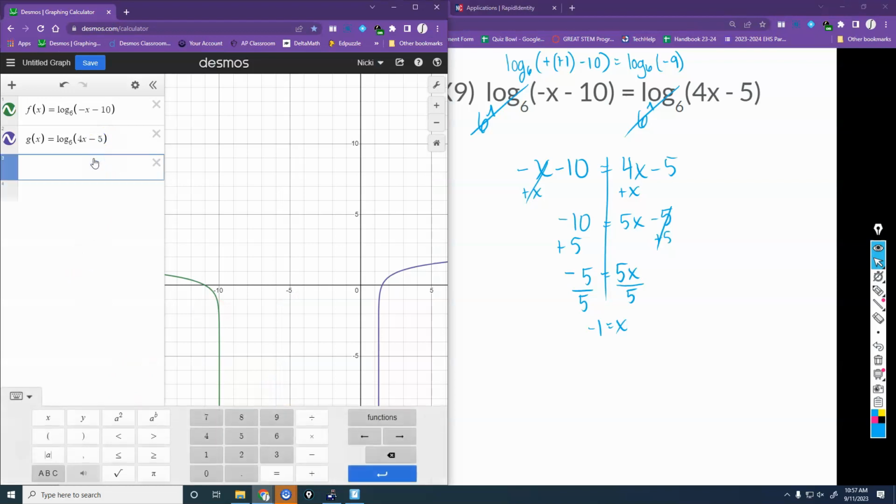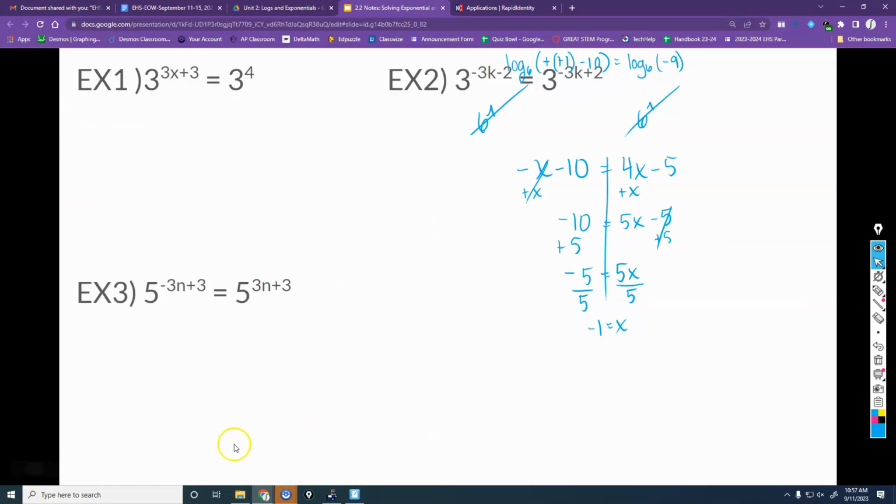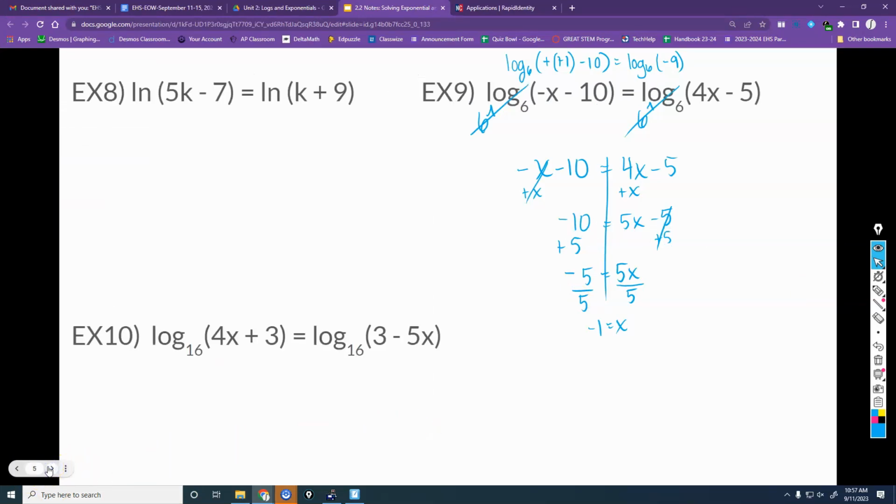If I try to type in log negative 9 divided by a log of 6, it's still going to tell me undefined. You cannot take a log of a negative number. And so that is the reason that although you get an answer, it doesn't actually work. That is one of the main reasons that I'm telling you that you need to check your answers on all these. So this one is actually no solution. It does not happen all that often, but it does happen.